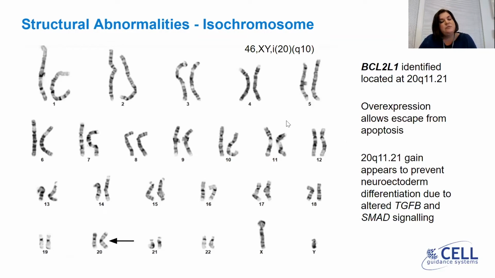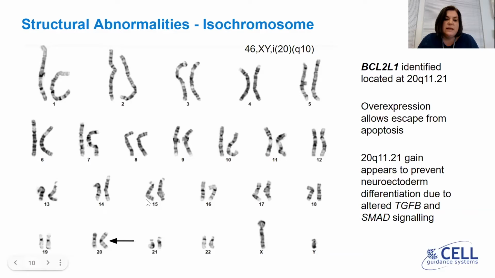Another type of structural abnormality that we commonly see is isochromosome 20q. So 20q gain overall is common in iPSCs and ESCs, but this form, this isochromosome, is particularly common. What you have here is loss of the 20p material and gain of 20q. You've basically got two copies of 20q forming a mirror image around the centromere.